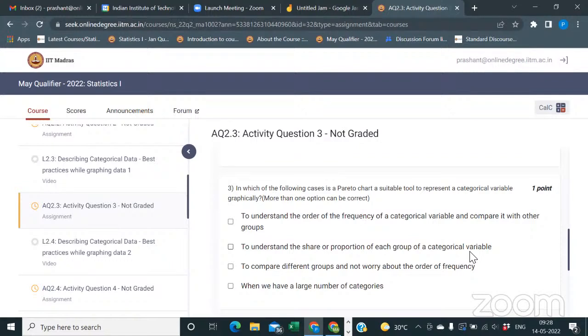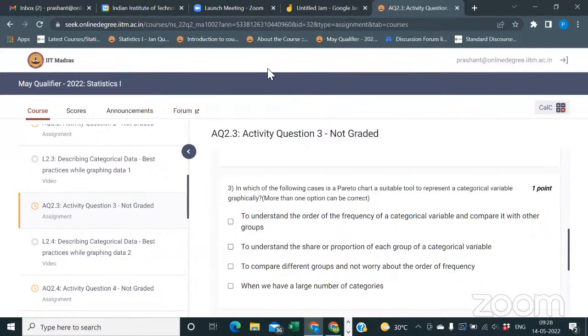So first tell me, when will you use the Pareto chart? Sir, to show the increasing or decreasing order of the data. Then if you are not worried about the order of frequency, will it be Pareto? No, sir. That is the answer. Okay, sir. Got it? Yes, sir.